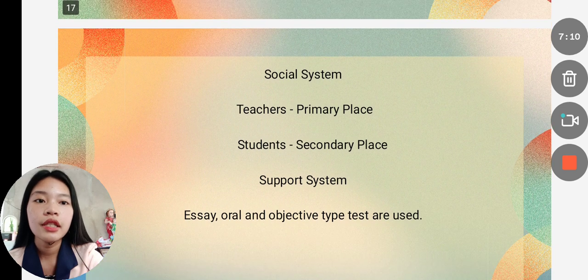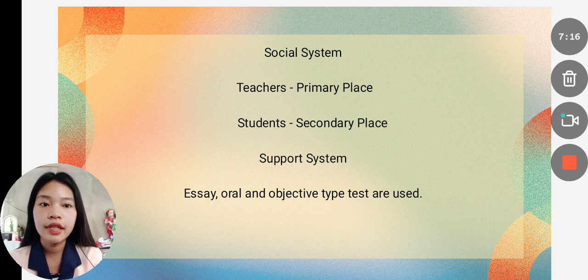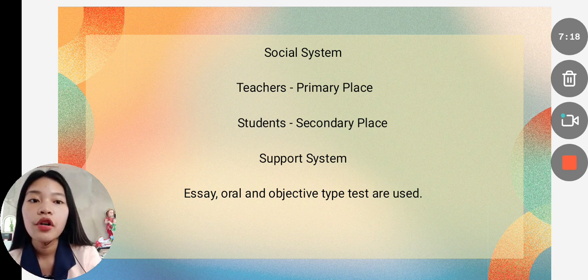The social system is teacher, primary place, students, secondary place. Then the support system: essay, oral, and objective type tests are used.